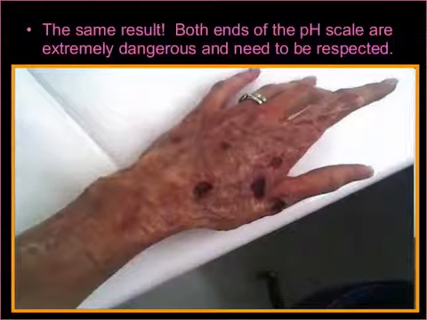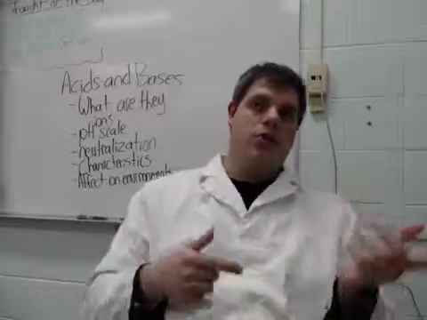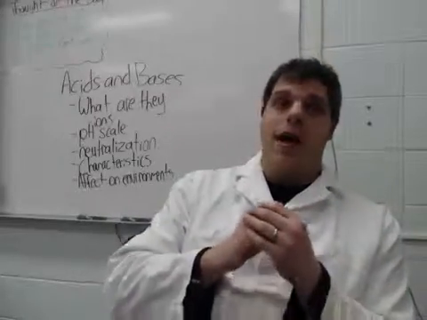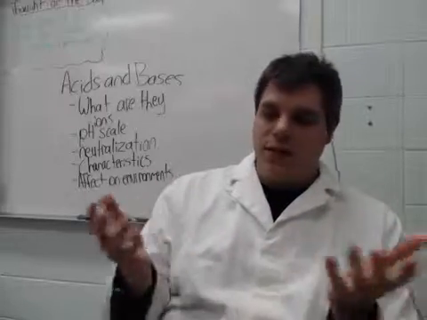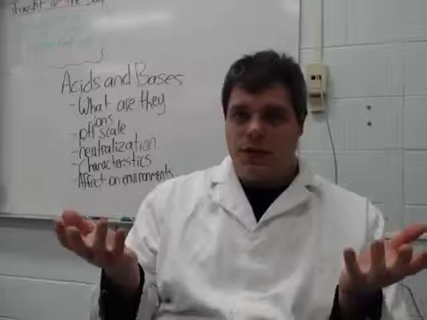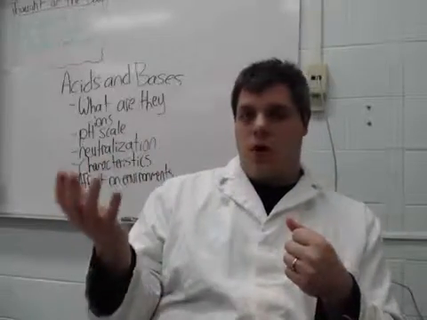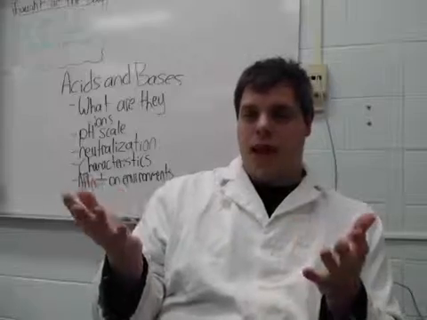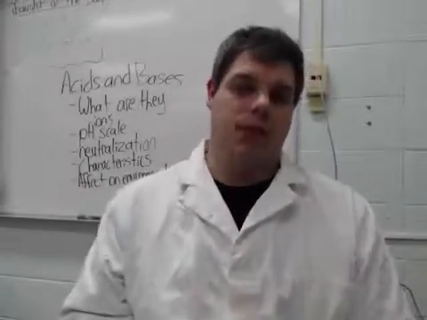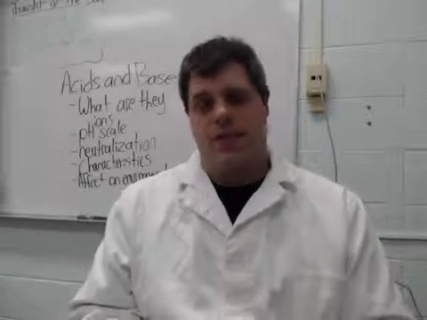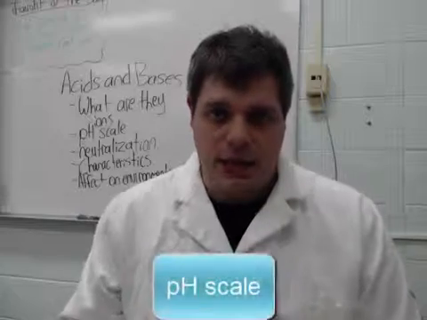So weak bases are ones that produce a few hydroxide ions, and then strong bases are ones that produce a heck of a lot of hydroxide ions. Acids and bases, they're opposites of each other. Acids produce H plus, bases produce OH negative. Acids and bases. We can measure acids and bases using a scale. It's a special scale called the pH scale.